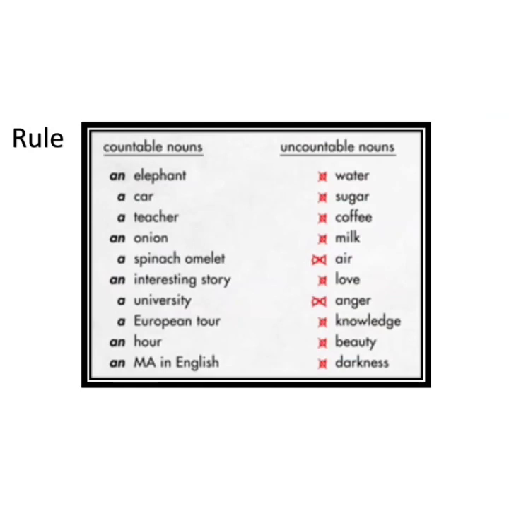Kids, what is the golden rule for articles? A and an are always used before countable nouns only. Before uncountable nouns, we do not use a and an.